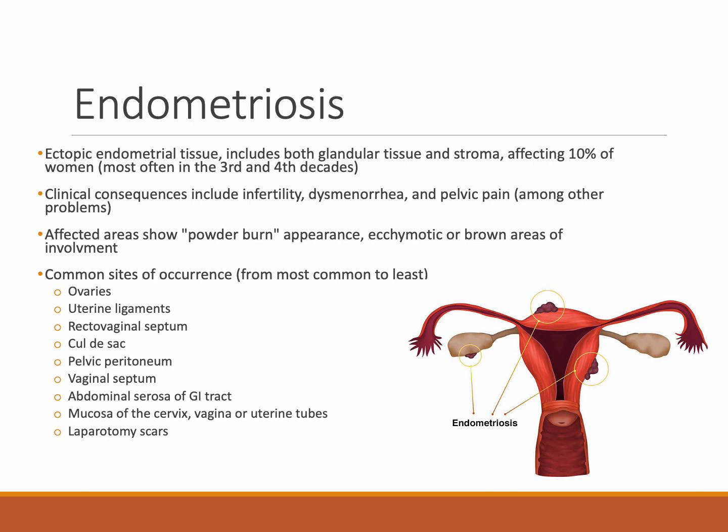Some of the things you'll note with this is infertility, dysmenorrhea, and pelvic pain. And part of that is a result of the fact that these endometrial glands are still responding to the hormones, such as follicle-stimulating hormone and luteinizing hormone, the estrogen and progesterone, and those things that are going to promote the uterine cycle. So when those cycles are actually occurring outside of the endometrial cavity, that can be very problematic.